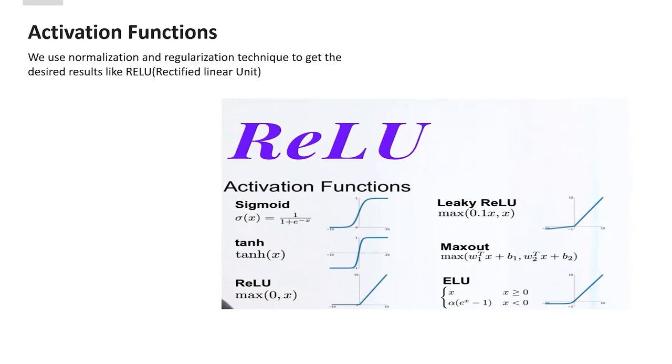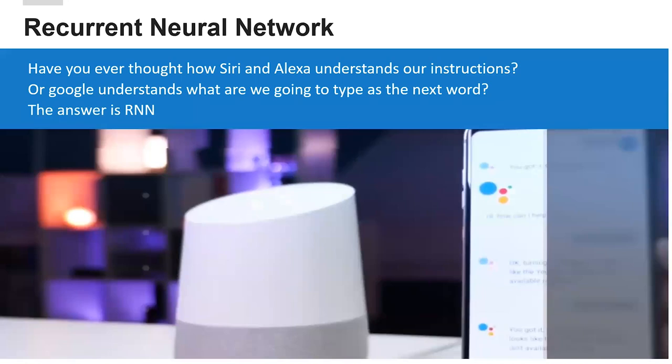Now, we use normalization and regularization techniques to get the desired results, like the ReLU, which is the rectified linear unit. We'll come to this in the next section, but these are the activation functions which you should remember. If an interviewer asks you to name some activation functions, you should be able to tell at least three of them, right? And you should also understand how this looks. I will not go into much of the mathematical details as of now, but you should ideally understand what these activation functions are, and what the challenges, limitations, pros and cons are. Now, coming to the next one.